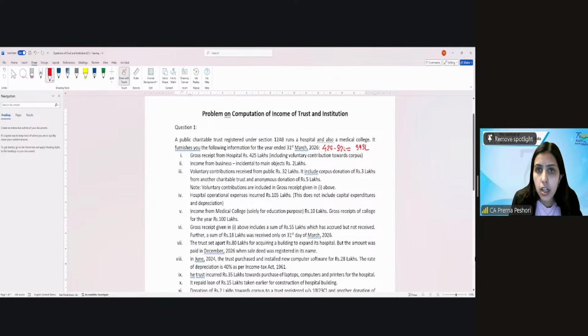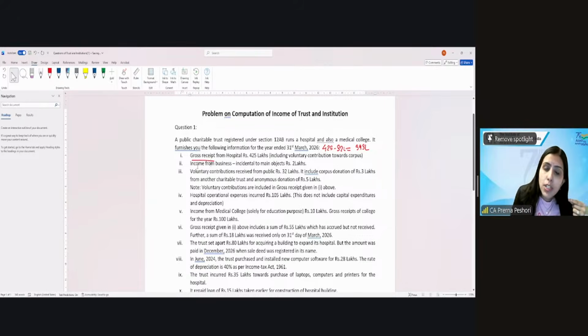Now, will we take the gross receipts here or the net receipts? Gross receipts. We'll take the gross receipts, right? As I told you, we will consider as per the institute as well as the judgment of Supreme Court that they have quoted. They are saying that we'll take the gross receipt. Although the section says income from the trust, income is usually the net income, but what ICAI follows is it takes the gross receipts. Okay. Then income from business incidental to the main objects 2 lakh.